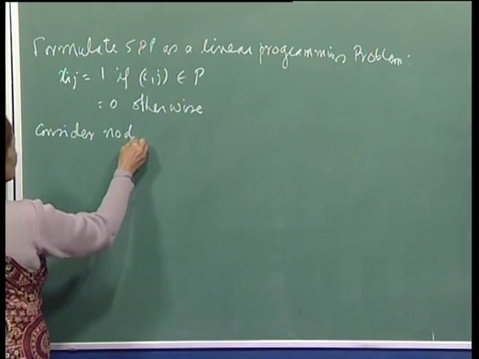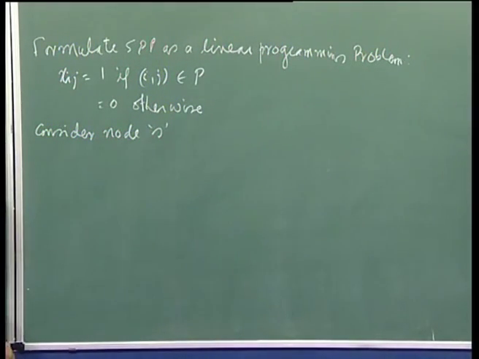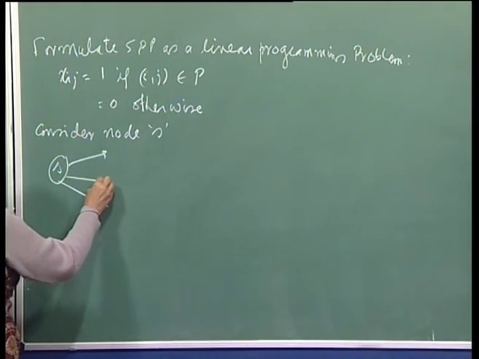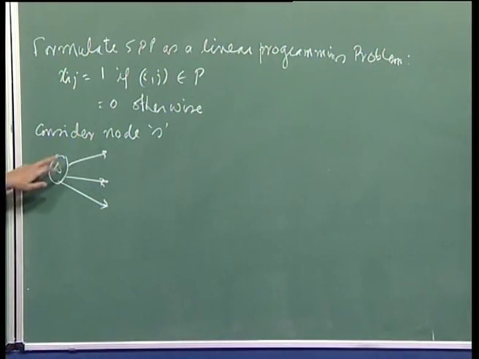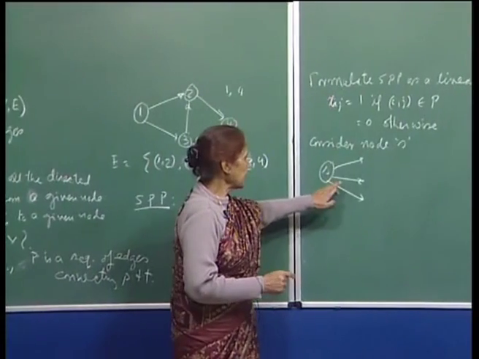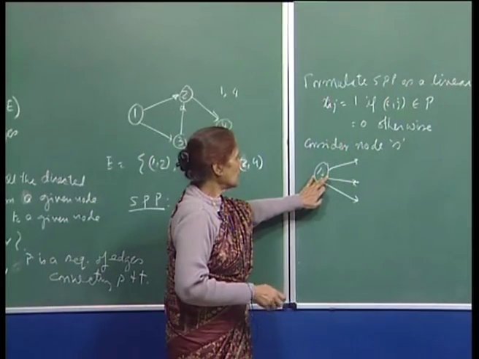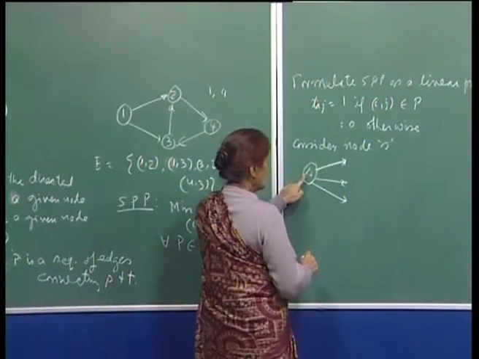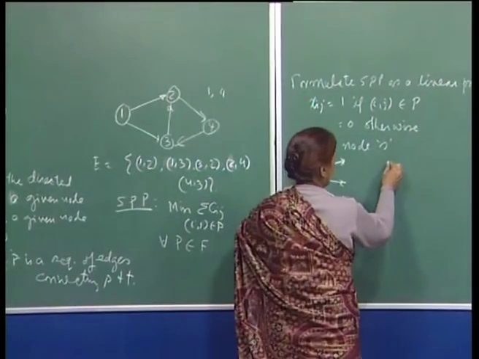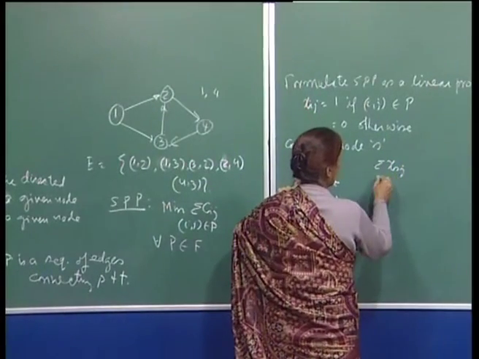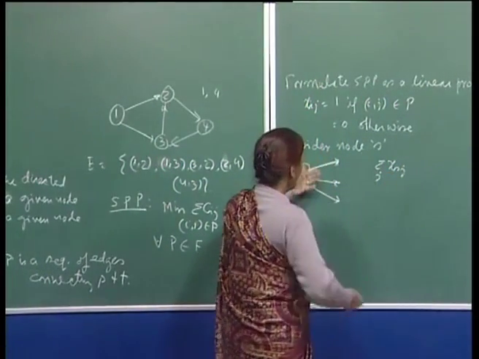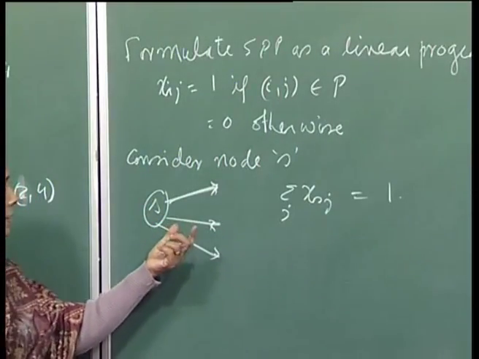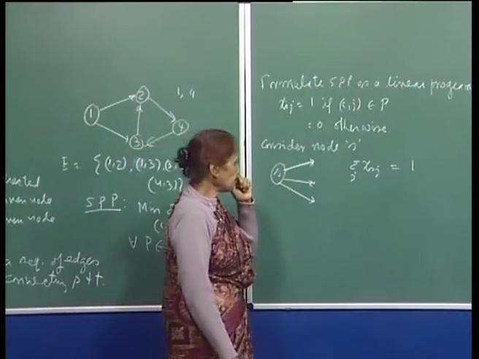If I do this, then consider node S, the starting node. From node S, any path would consist of one of the edges which are leaving S. Therefore, the constraint for node S would be the summation of xSj over j, over whatever arcs are leaving it, equal to 1, because only one arc must leave the node S.